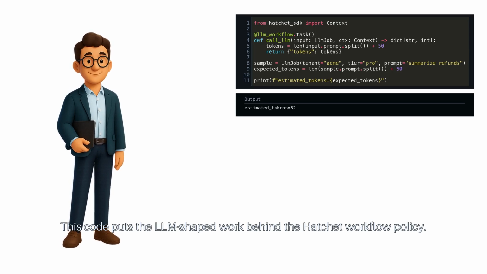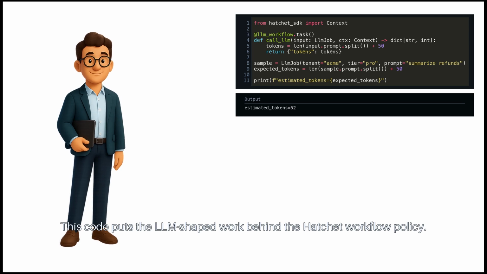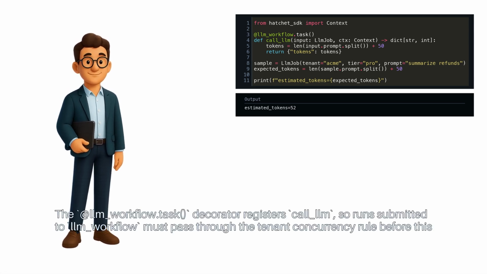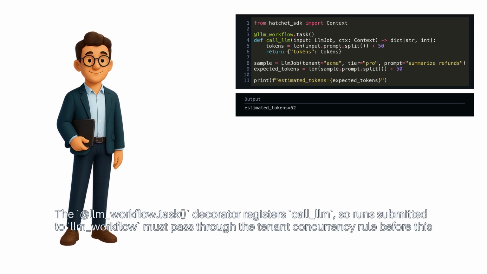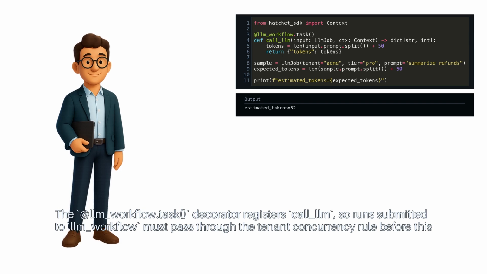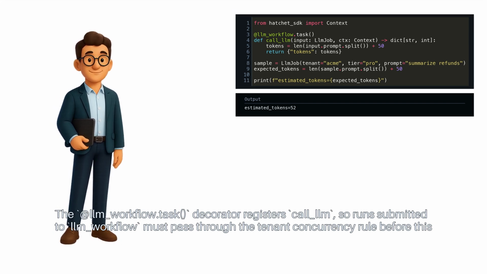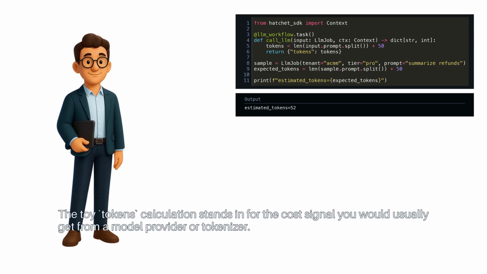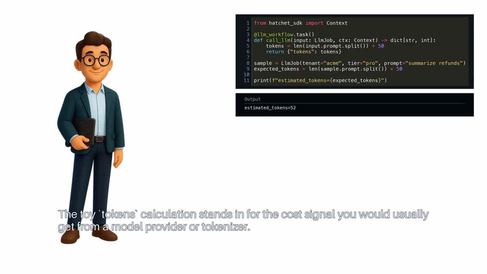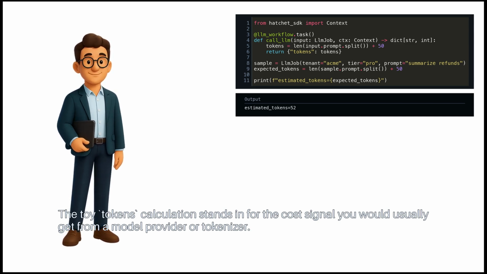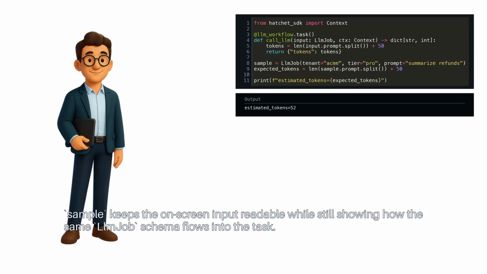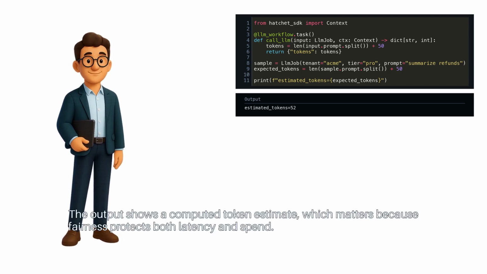This code puts the LLM-shaped work behind the Hatchet workflow policy. The @LLMWorkflow.task decorator registers call LLM, so runs submitted to LLM workflow must pass through the tenant concurrency rule before this function executes. The toy tokens calculation stands in for the cost signal you would usually get from a model provider or tokenizer. Sample keeps the on-screen input readable while still showing how the same LlmJob schema flows into the task. The output shows a computed token estimate, which matters because fairness protects both latency and spend.